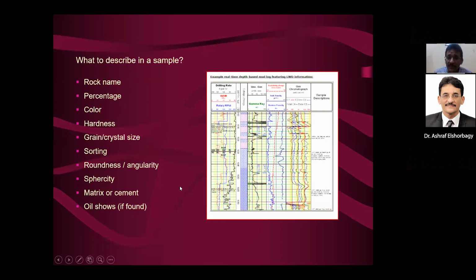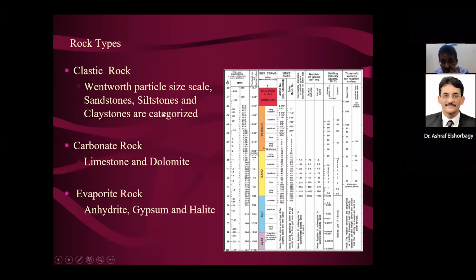Rock types: when we describe, we have to see what the rock types are. Sandstone, siltstone, claystone, and others are clastic rocks. To differentiate between sand, silt, and clay, we have a scale. This scale is called the Wentworth scale. This one is used to differentiate between the clastic rocks, sandstone and siltstone, according to the size. If you see here, you see the sand starting from very coarse to very fine, depending on the size of the grain, and going to the silt and to the clay according to the size.